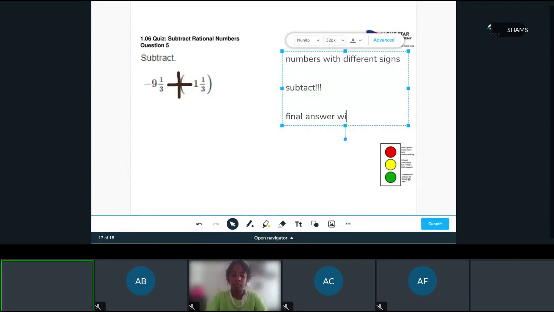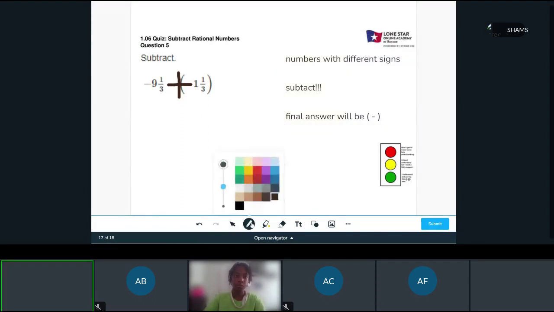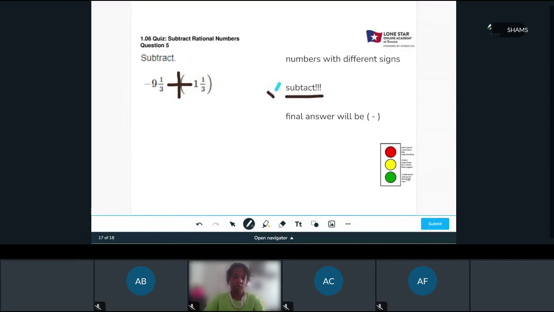Final answer will be negative. Why will that be negative? Because the negative number is greater, right? Very good, Madison. Excellent. So I'm going to go ahead and subtract, and I'm going to use the strategy that I previously used. I know my rule is I'm going to subtract. Why? My -9 1/3 is negative. My 1 whole 1/3 is now positive. So I got to subtract.